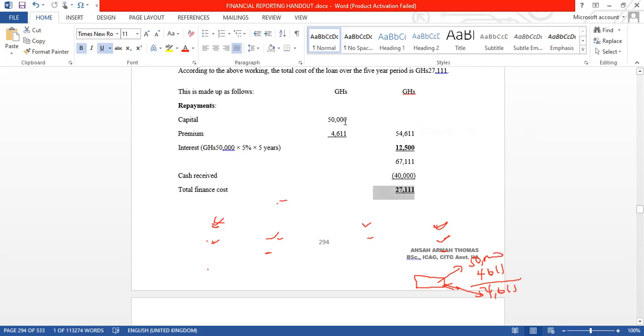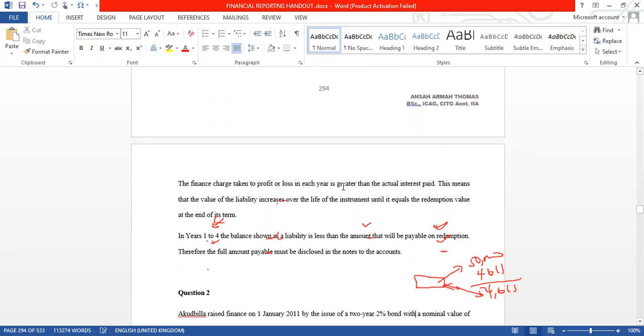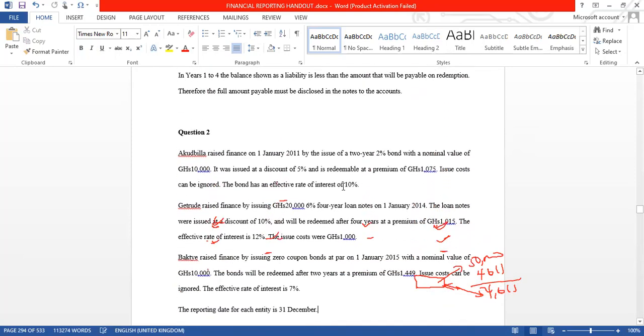You issued something like this. You are paying 4,611 on top. And you see, at the end of the day, these are the amounts that you are going to pay. But you actually only receive 40,000. All right. So that is that. That is how a financial instrument looks. It's not that difficult.